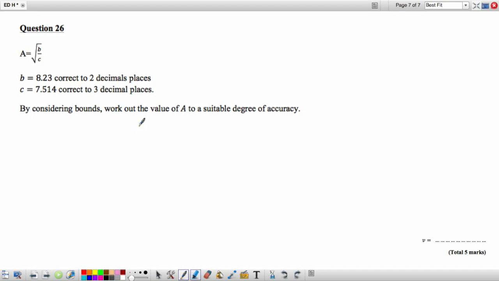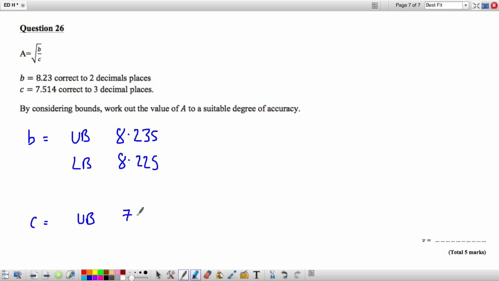Question 26. By considering bounds, work out the value of A to a suitable degree of accuracy. In all bounds questions, our first step is to look at our numbers and write down the upper and lower bound. So for B, we have the upper bound, 8.235, and the lower bound, 8.225. For C, which is correct to 3 decimal places, our upper bound will be 7.5145. Our lower bound, 7.5135.